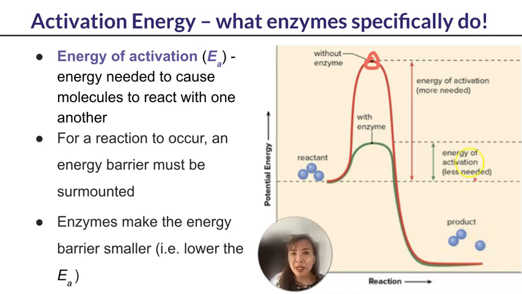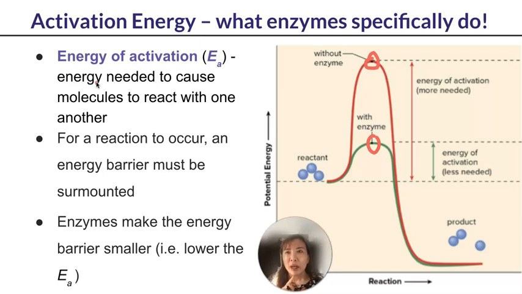What an enzyme does is actually lower the amount of energy that's required. It will lower the energy of activation that is needed in order to push these substrates into product. Basically, an enzyme affects the energy of activation, which is the energy that's needed to cause the molecules to react with one another, so the substrates react with one another to make the product.